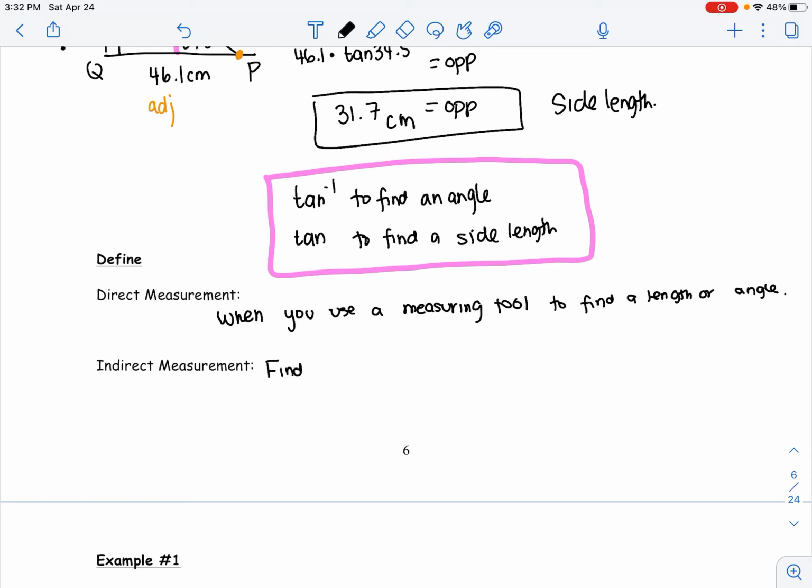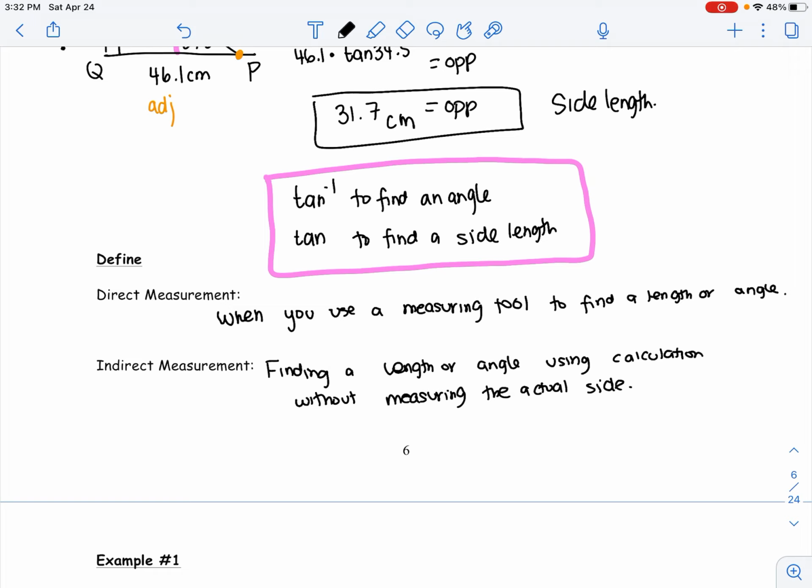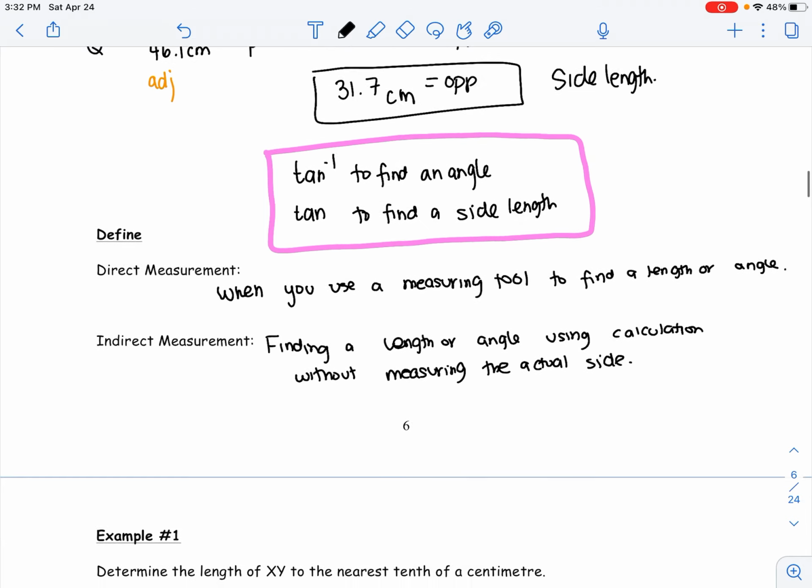it. So finding a length or angle using calculation without measuring the actual side you need. So let's say I want to solve for the distance between one side of the river and the other side. We wouldn't actually measure it. We could measure other things around it, and then use our calculations, use this information above to find out the missing piece.